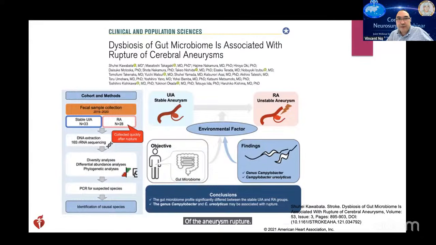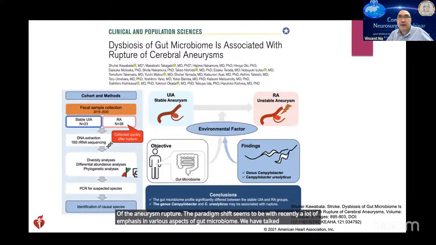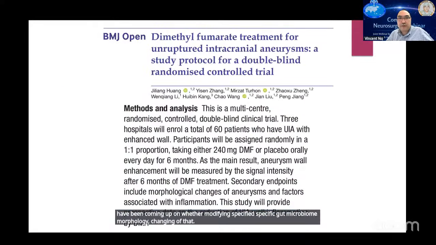The paradigm shift seems to be, recently, a lot of emphasis on various aspects of the gut microbiome. We have talked about the hemodynamic factors of developing aneurysms. But what is interesting is that there is now more literature coming up on whether the gut microbiome is associated with the rupture risk of aneurysms, and a few papers on whether modifying specific gut microbiome morphology may reduce the risk of rupture.